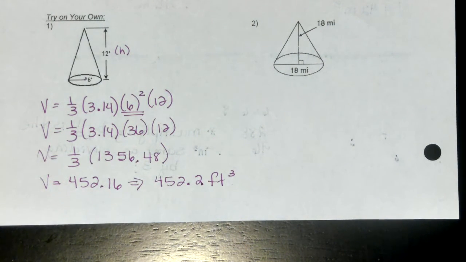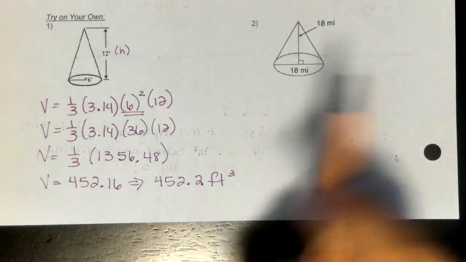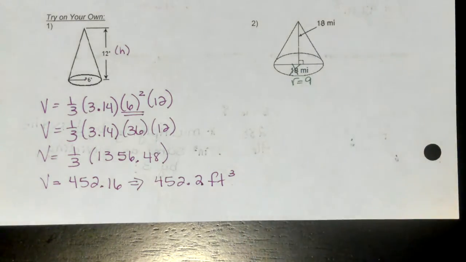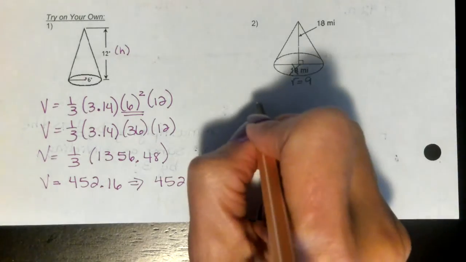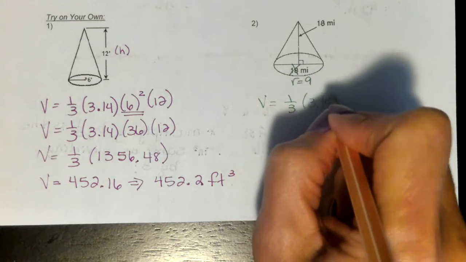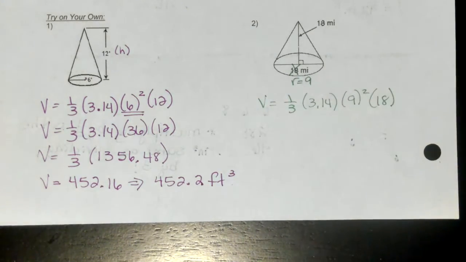Okay. And last but not least, we have this cone. Now, the thing with this one is they've given us a diameter. We need a radius. So I can't use that number. My radius here is 9. And they did give us a true height, not a slant height. So I don't have to do a Pythagorean theorem here. So it's just going to be 1/3 pi radius squared times height. I do have to square that first.